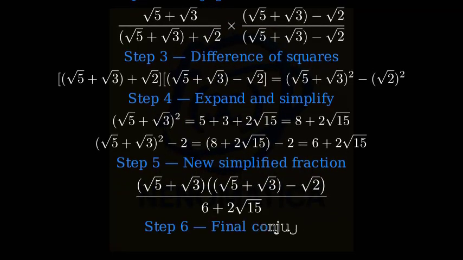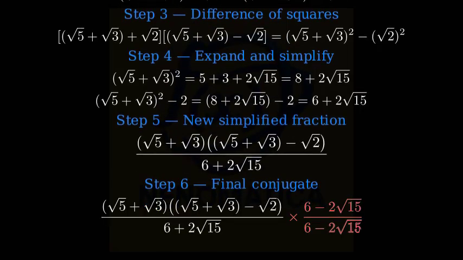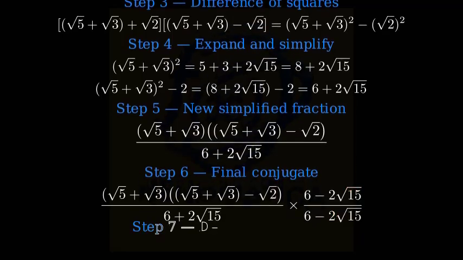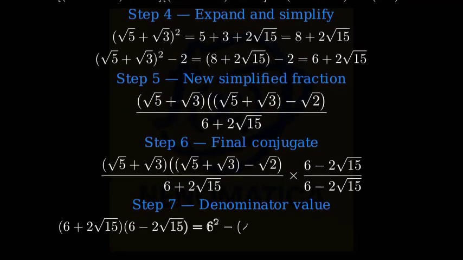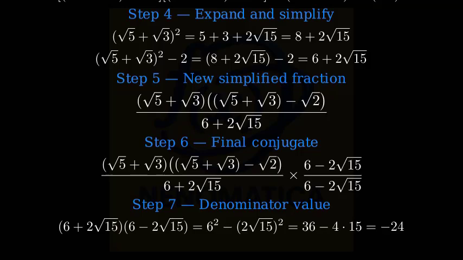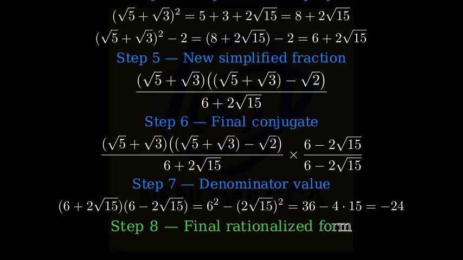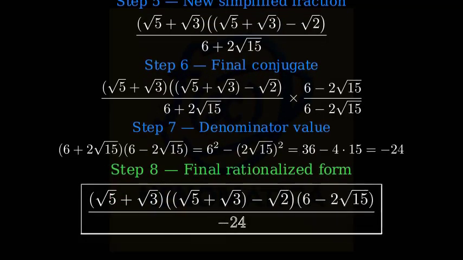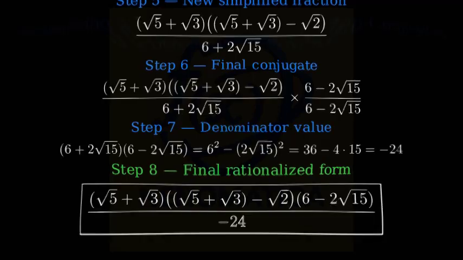Step 6. Rationalize again by multiplying numerator and denominator by the conjugate of 6 plus 2 times square root 15, which is 6 minus 2 times square root 15. Step 7. Apply difference of squares to the new denominator. 6 plus 2 root 15 times 6 minus 2 root 15 equals 6 squared minus the square of 2 root 15. That is 36 minus 4 times 15, which equals negative 24. Step 8. Therefore, the fully rationalized form, following the same order of steps, is the product of 3 factors in the numerator divided by negative 24.